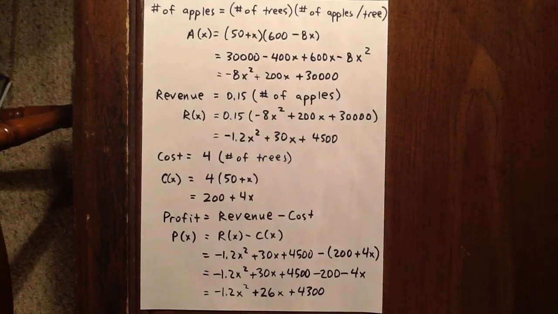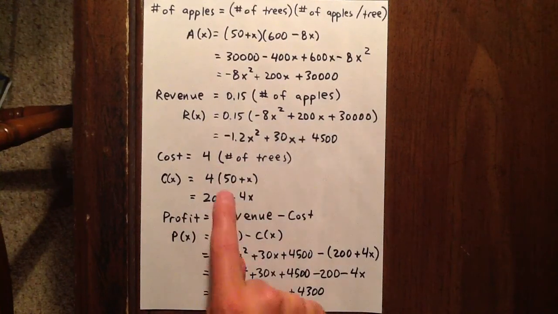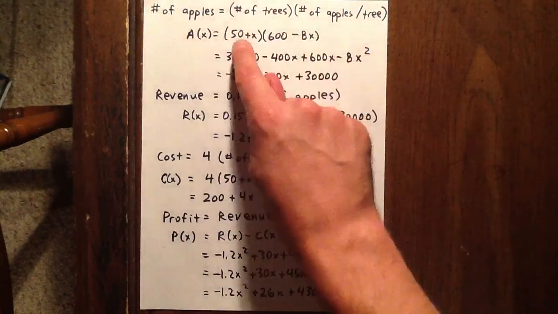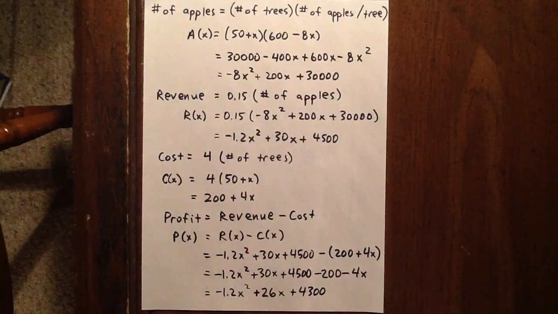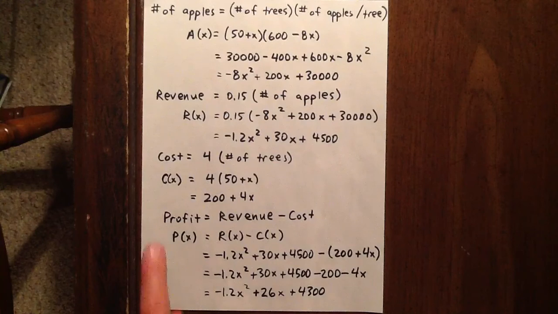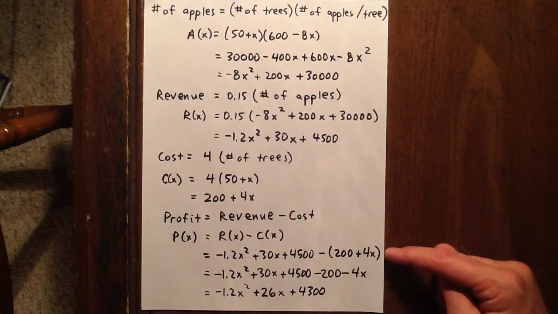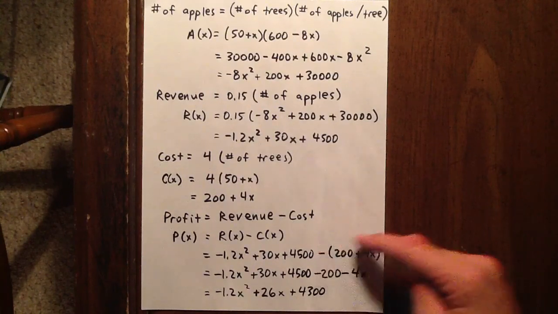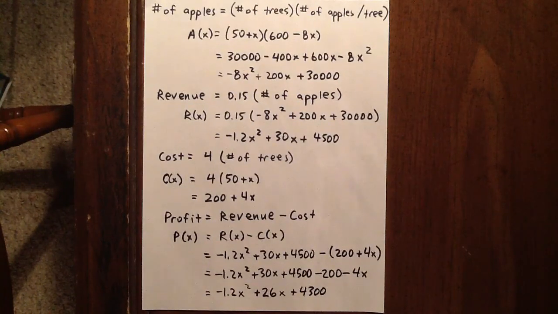Now, the cost to Clarence of running this operation is $4 per tree. Well, according to what we wrote above, he has 50 plus x trees, so 4 times 50 plus x is 200 plus 4x. Since profit is revenue minus cost, we can say P at x is R at x minus C at x, and distributing the minus sign into the bracket, we get that the profit function is a function of x, and it's equal to this quadratic right here.